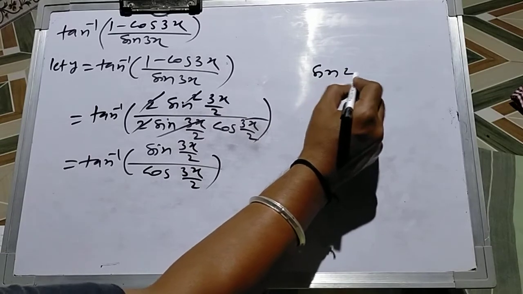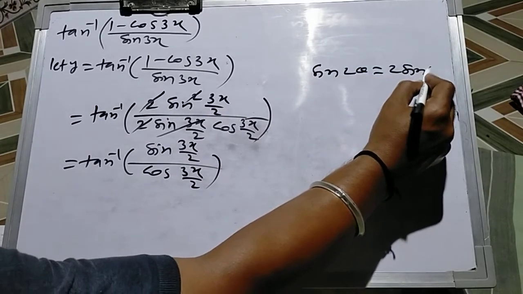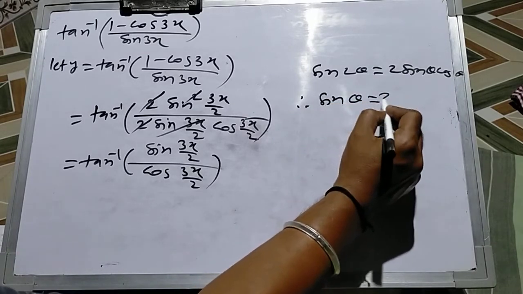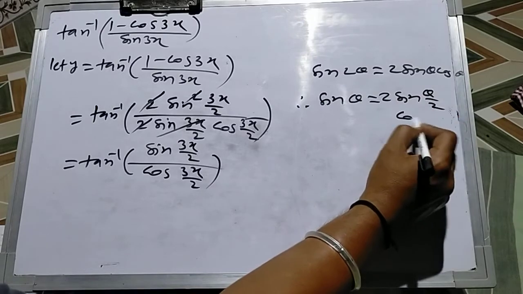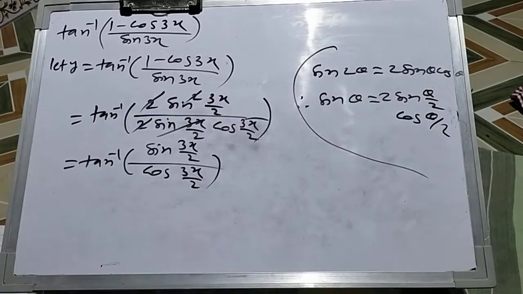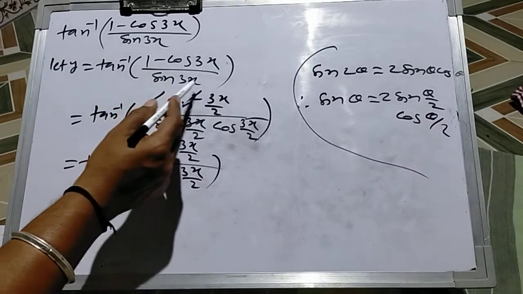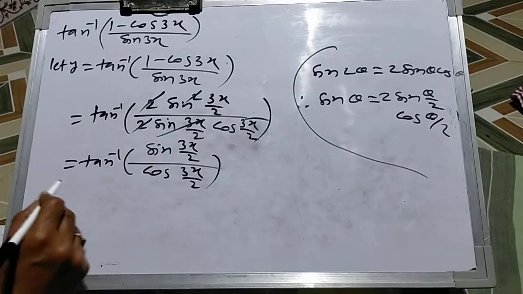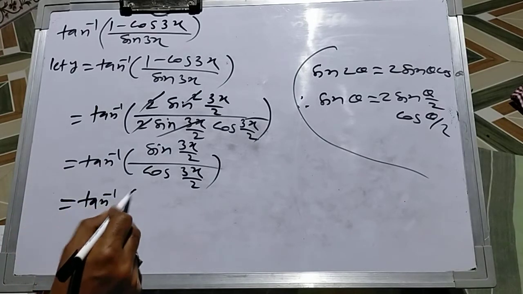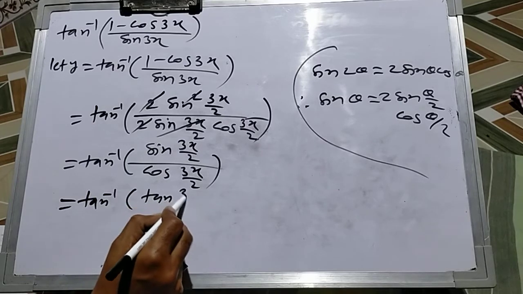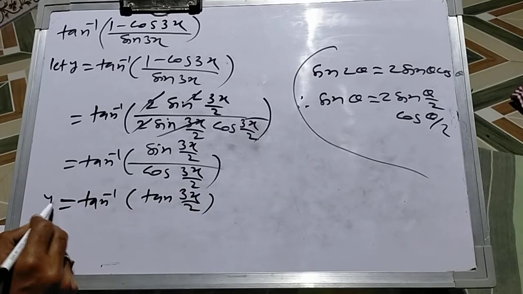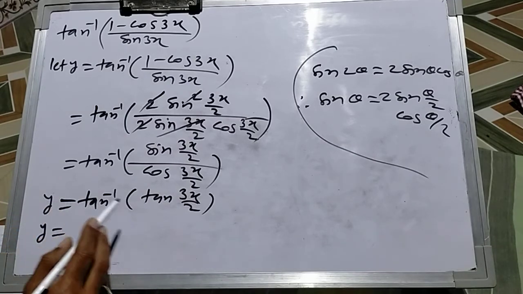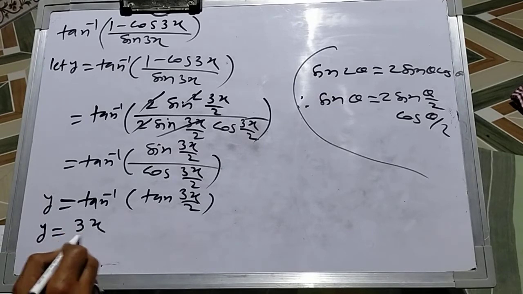Here sin 2 theta is equal to 2 sin theta cos theta. So sin theta is equal to 2 sin theta/2 cos theta/2. So we are using here sin 3x equals 2 sin 3x/2 cos 3x/2. So this is equal to tan inverse of, again sin upon cos means tan, tan of 3x/2. So y is equal to tan inverse of tan 3x/2, which is equal to, since tan inverse of tan theta means theta, 3x/2.